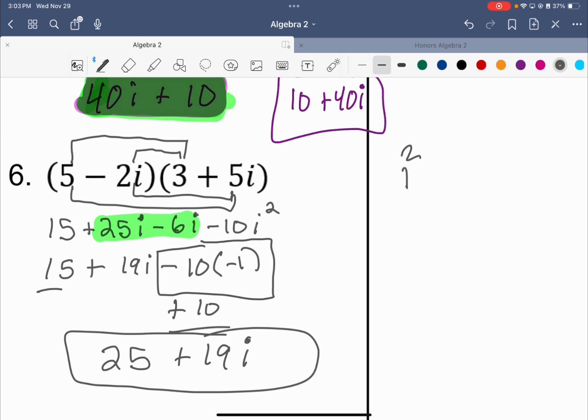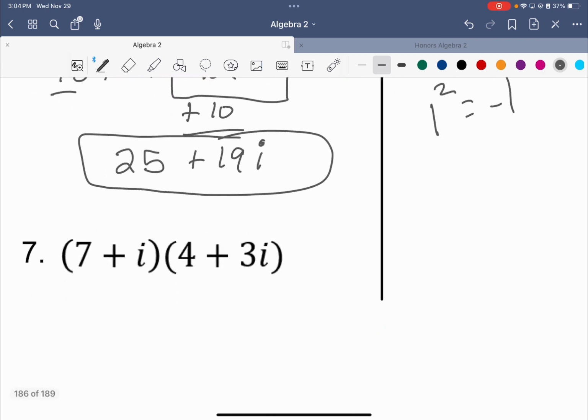Okay. Again, i squared equals negative 1. Anytime you see an i squared, change it to negative 1. Multiplying by negative 1, so change the sign, right? If you're multiplying by negative 1, all it does is change the sign. If it was negative 10, it becomes positive 10. If it was positive 10, it becomes negative 10. Save yourself some steps down the line so you don't have to write all this stuff down all the time. It's too much to write every single time.